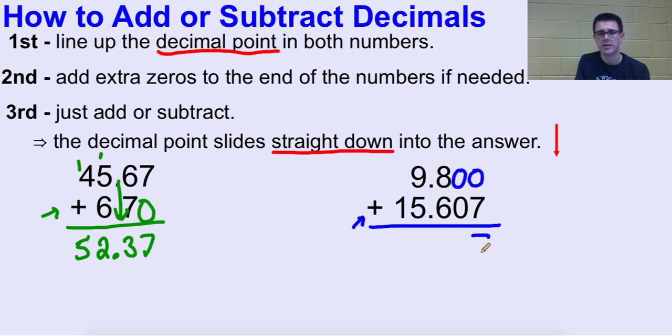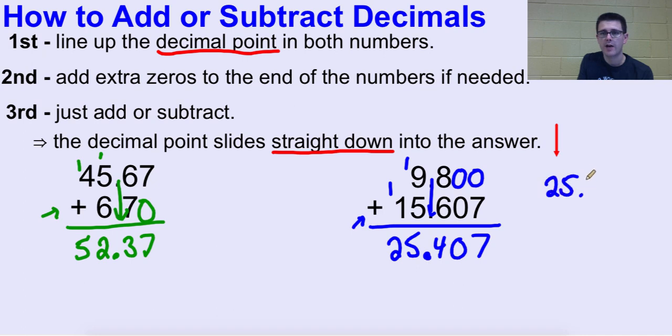0 plus 7 is 7. 0 plus 0 is 0. 8 plus 6 is 14. Some people will just go ahead and slide that decimal down right as they're going through it so they can't forget it. 1 plus 9 is 10. Plus 5 is 15. Carry the 1 and we get 25.407.